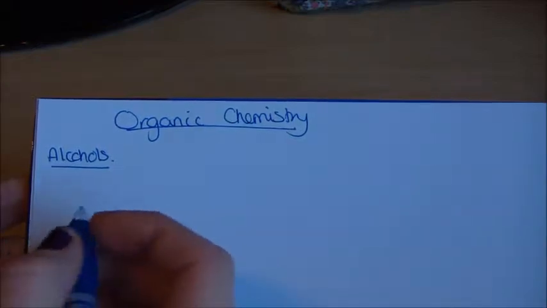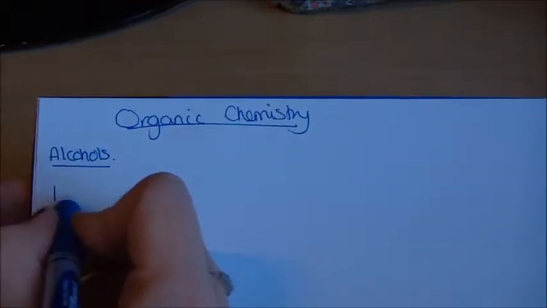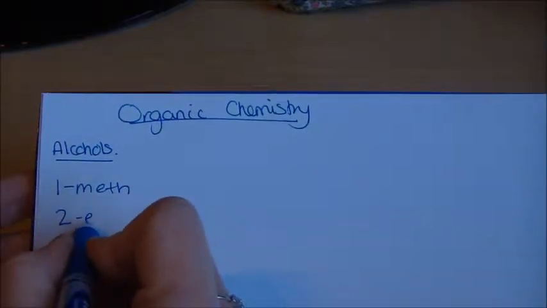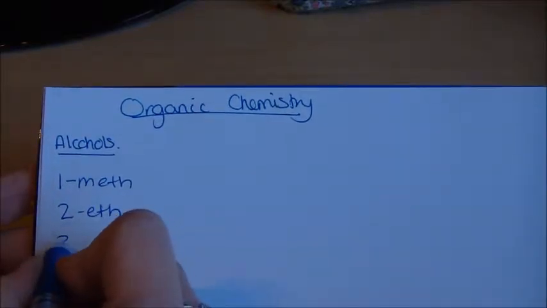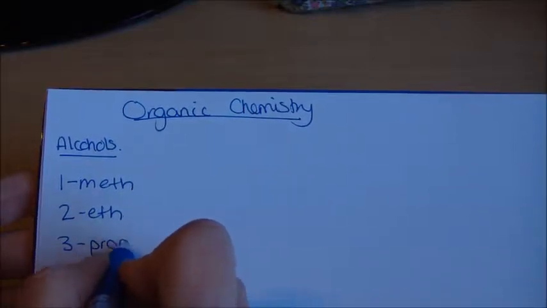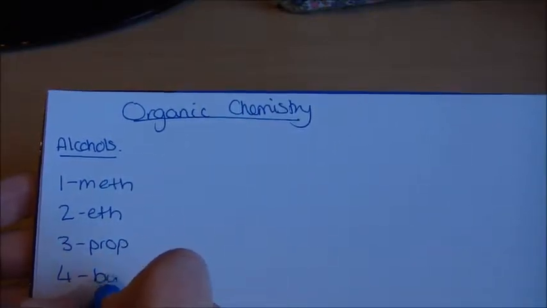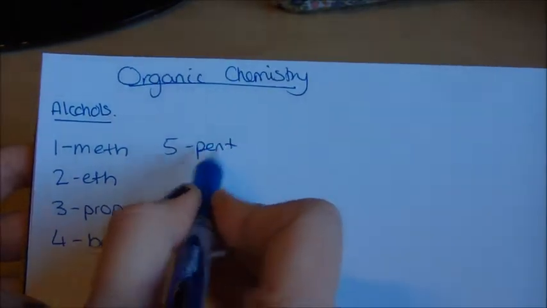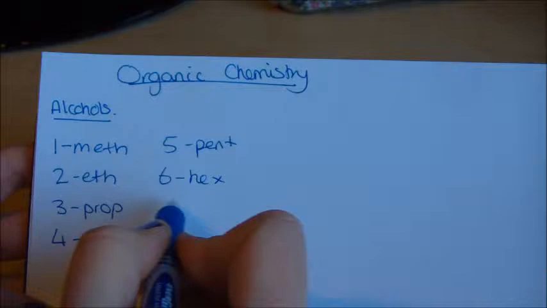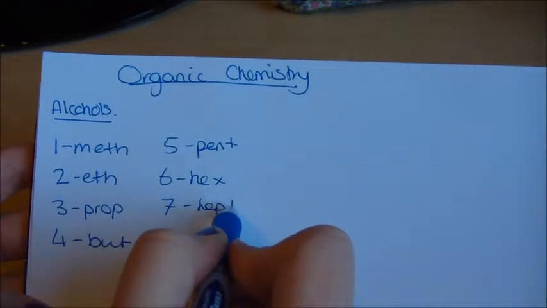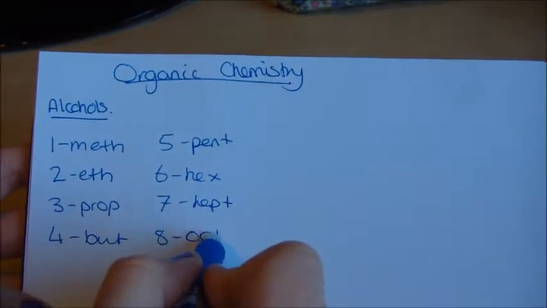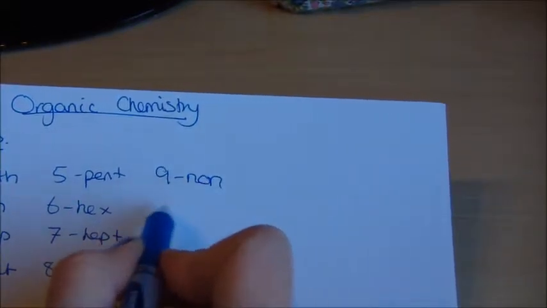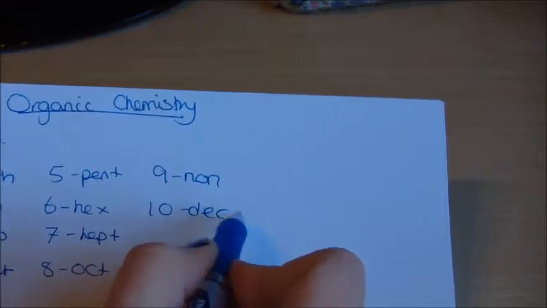By naming them, if it's got one carbon, it's meth. If it's got two, it's eth. Three, prop. Four, but. Five, pent. Six, hex. Seven, hept. Eight, oct. Nine, non. And ten, dec.